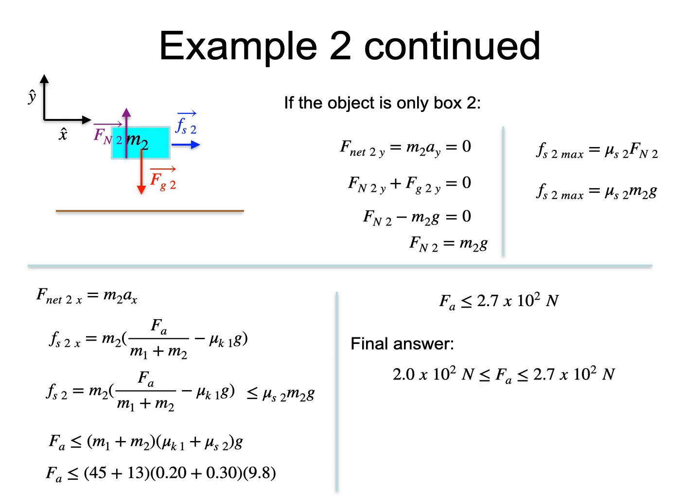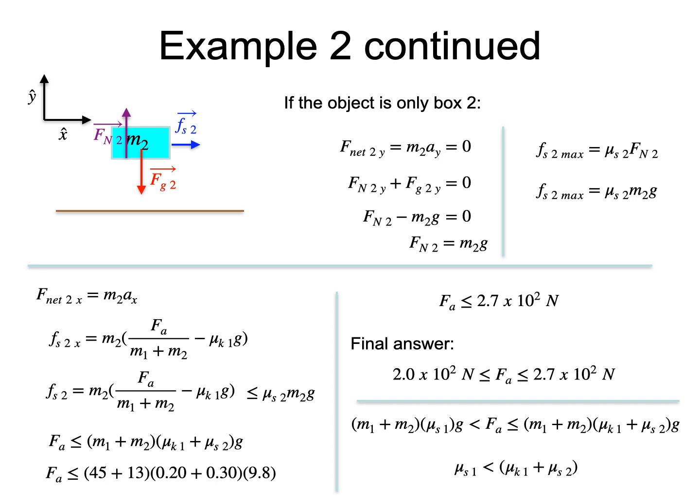I know that we have reached the final answer and I could stop here, but I would like you to notice why we were able to find a range of values for Fa. According to the expressions for the lower and upper limits, the lower limit is lower than the upper limit only if mu s1 is smaller than the sum of mu k1 and mu s2, which was the case in this example. This concludes our study of forces.